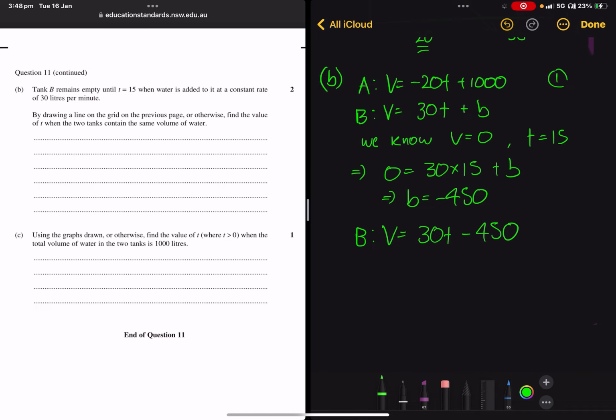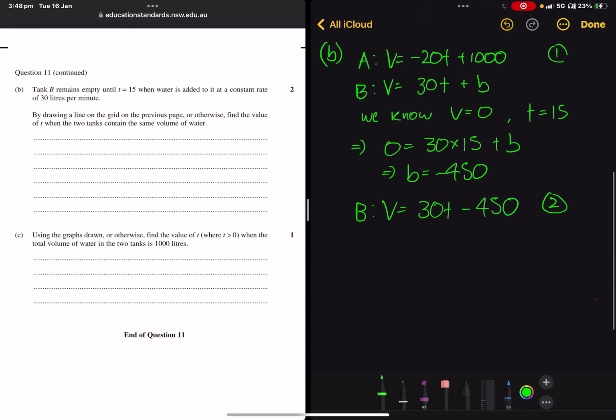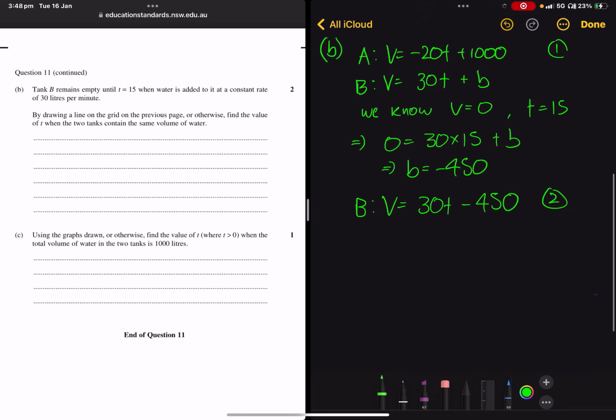So we have equation 1 governing the volume of tank A, equation 2 governing the volume of tank B. So now, to find the time at which they have the same volume of water, we're just going to solve these simultaneously. And you can solve these however you want. I'm going to let minus 20t plus 1000 equal 30t minus 450, but you don't have to use this method of simultaneous equations. You can do any method that gets you an answer. So here we have minus 20t plus 1000 is equal to 30t minus 450.